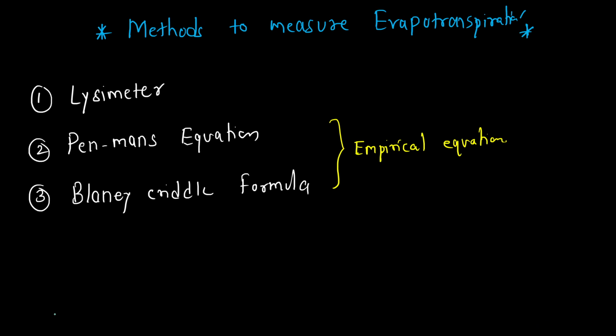So in the previous video, we completed up to methods of measurement of evapotranspiration. We have written these three methods, starting with the Lysimeter, Penman's equation and Blaney-Criddle's formula.